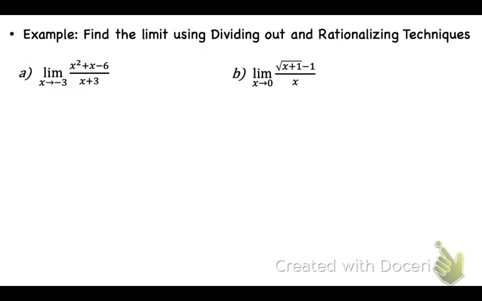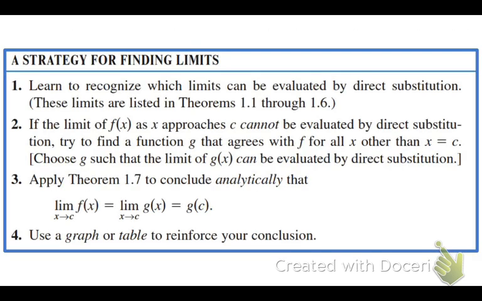So again, this is all in your textbook, that chart. But basically the biggest thing is, what is the very last thing you should do? Tables and graphs. Last. Always last. What is the very first thing you should do? Direct substitution. And then if that doesn't work, you should simplify and use direct substitution. And then if that doesn't work, graph or a table.